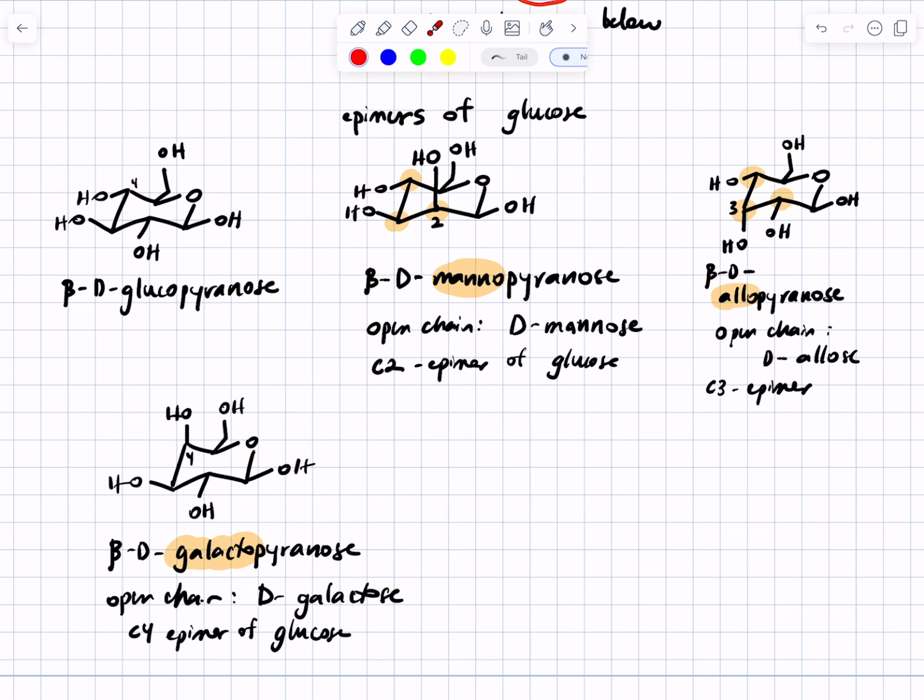Yes? And any of these on C1 can be alpha or beta, up or down? Yep, any of them at C1 can be alpha or beta. I've drawn them all beta here, up, but it could be alpha, down. Good.